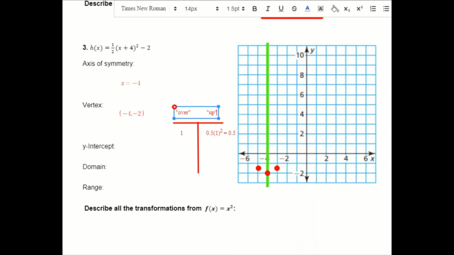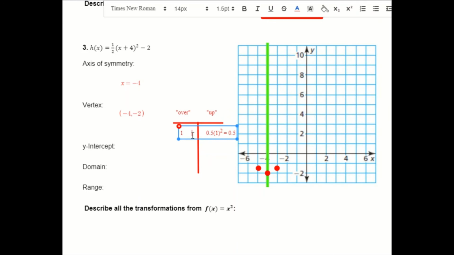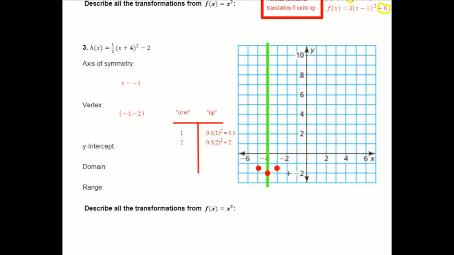All right, so if I go over 2, then I'm going to multiply 1/2 times 2 squared, which equals, let's see, 2 squared is 4, half of 4 is 2. So if I go back to the vertex and I go over 2, I go up 2. Well, when this a value is a fraction, you'll find that you can fit a lot more points on there.